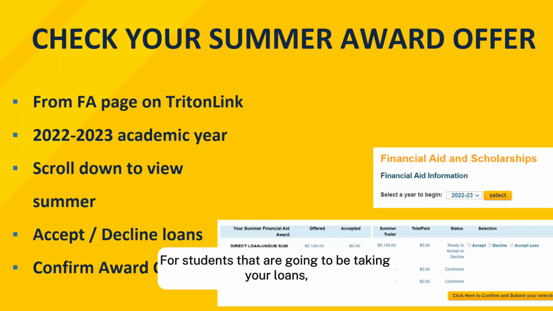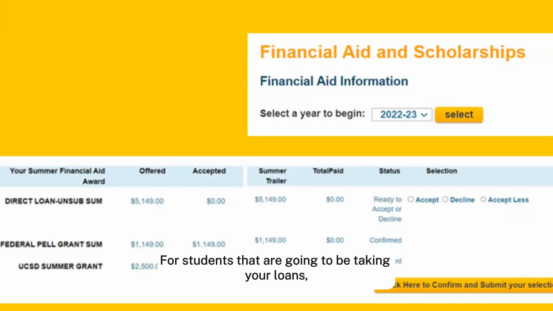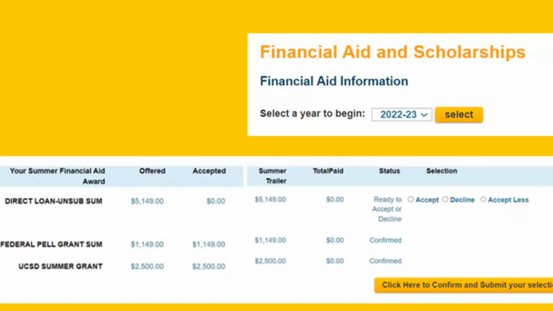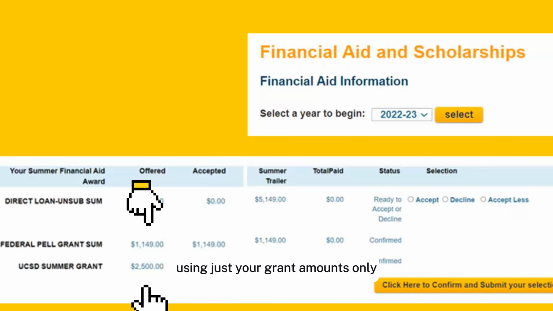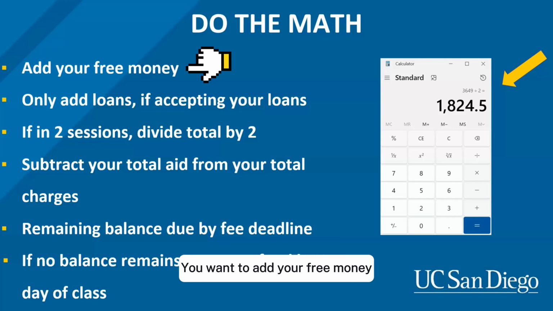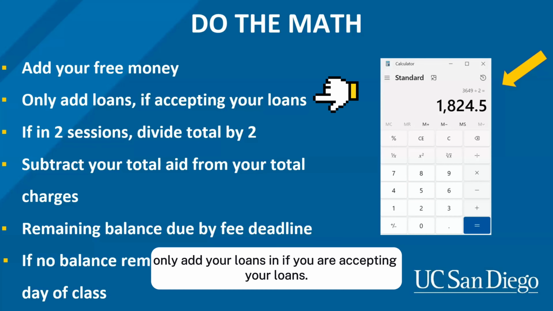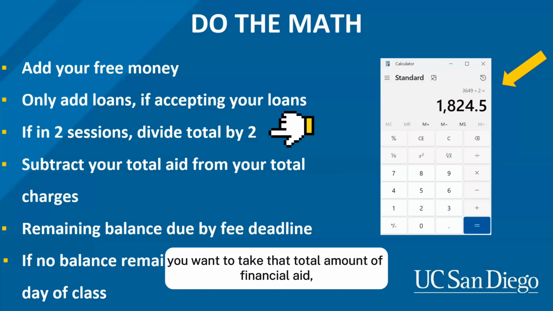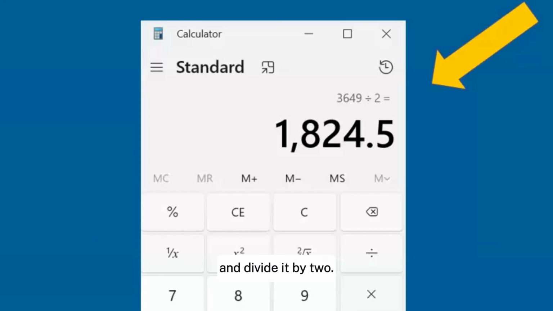Go through the process of accepting or declining your loans and then click on confirming your offer. For students that are going to be taking your loans, you want to make sure that you accept them now so that they can pay out on time. For students that are not going to be taking loans, go ahead and hit your decline button, and you want to just do your math using just your grant amounts only. So, get a calculator, do the math. You want to add your free money, only add your loans in if you are accepting your loans. If you are going to be in 2 sessions, you want to take that total amount of financial aid and divide it by 2.